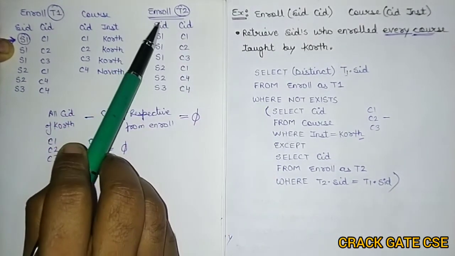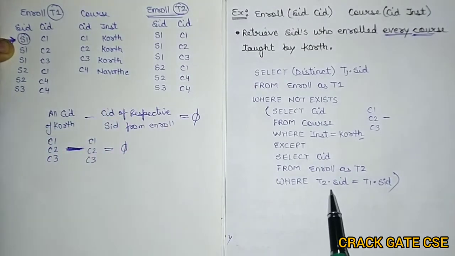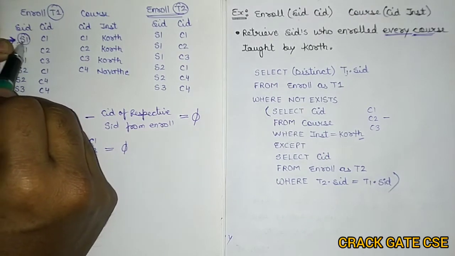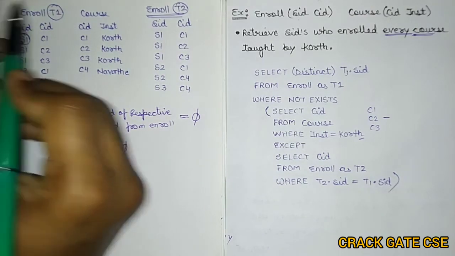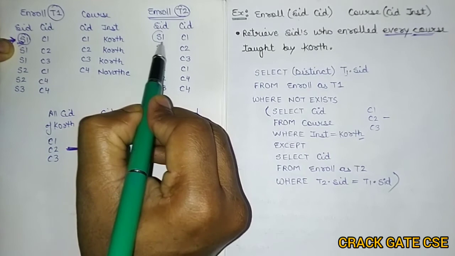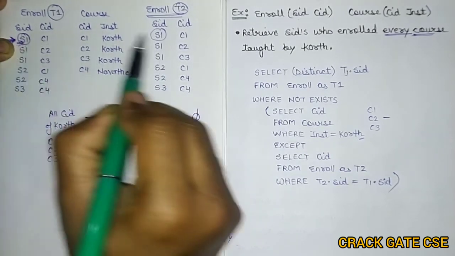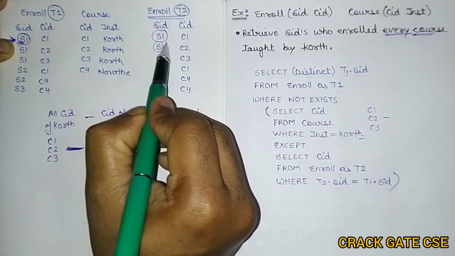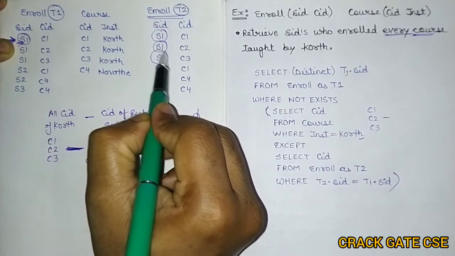Select course ID from enroll as T2 where T2.SID has to be equal to T1.SID. So what is T1.SID? The selected SID. Now we have to check for T2.SID. So we check here that this S1 is equal to this one, this S1 is equal to this one also, and this S1 is equal to this one also.